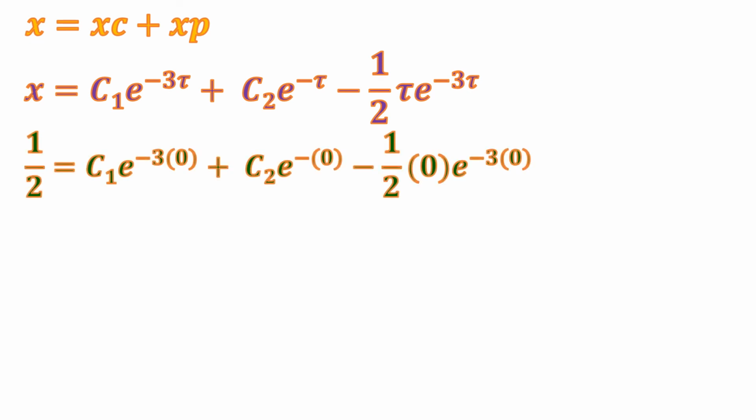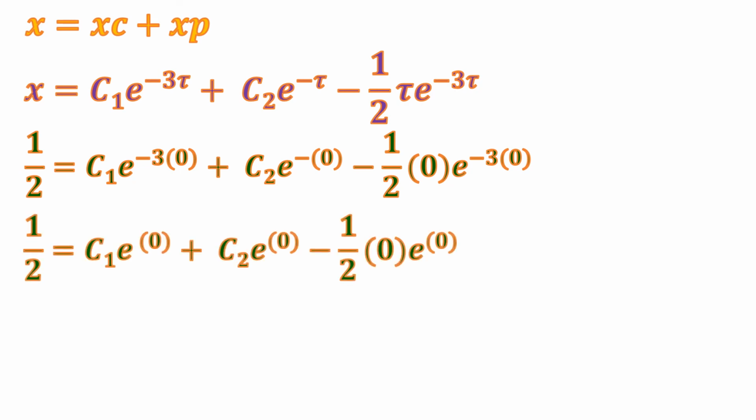The initial conditions given: if t is equal to 0, then x is 1/2. So we substitute everything there. Negative 3 times 0 is 0, and e to the 0 becomes 1. So what's left is c1 and c2, because negative 1 half times 0 becomes 0. So this is the first equation we needed.